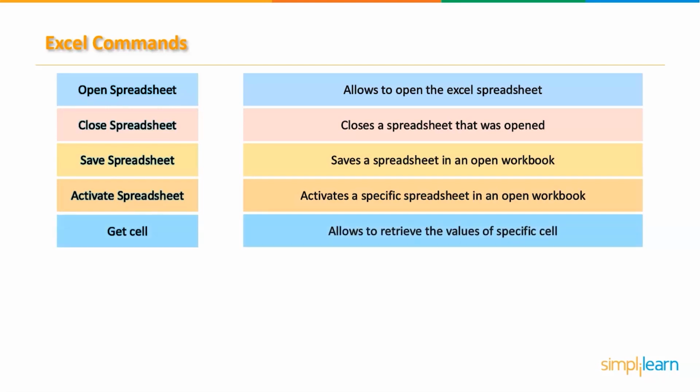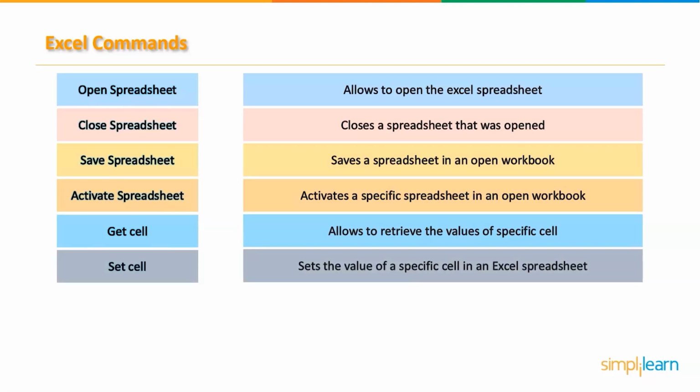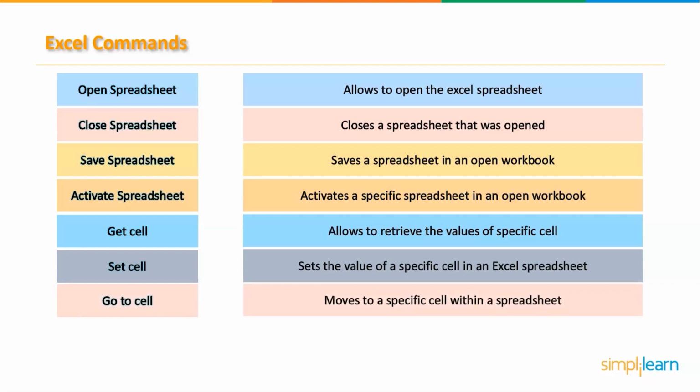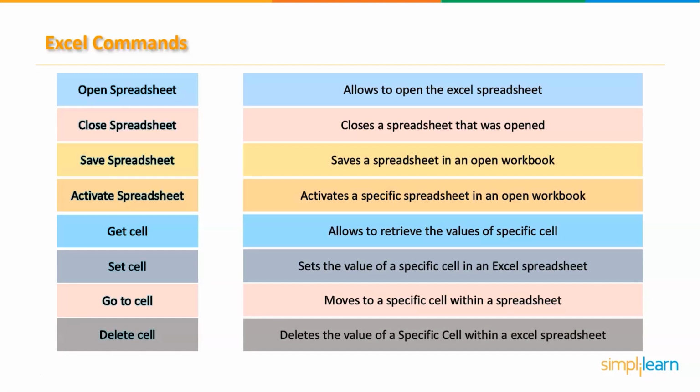Get Cell. This command allows to retrieve the values of a specific cell as well as the range of the cell. Set Cell. This command sets the value of the active cell or a specific cell in an Excel spreadsheet. You can assign a variable to the cell value. Go to Cell moves to a specific cell within a spreadsheet. It can move one cell to the left or to the right of the active cell, and it can move one cell above or below the active cell or move to the beginning or end of the column. Delete Cell. This command deletes the value in an active cell or in a specific cell within an Excel spreadsheet.